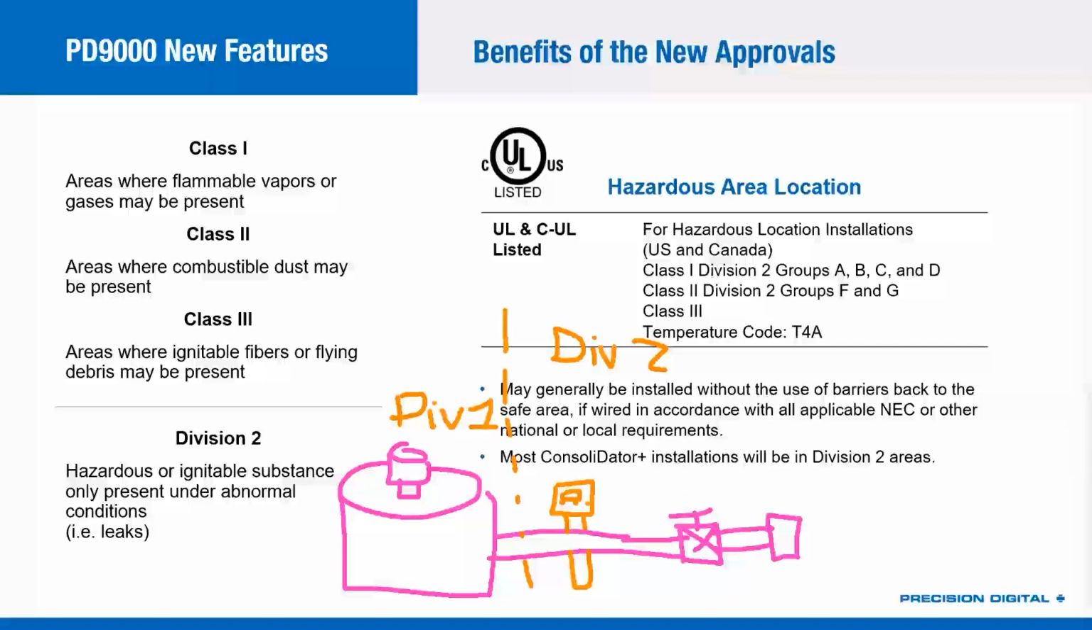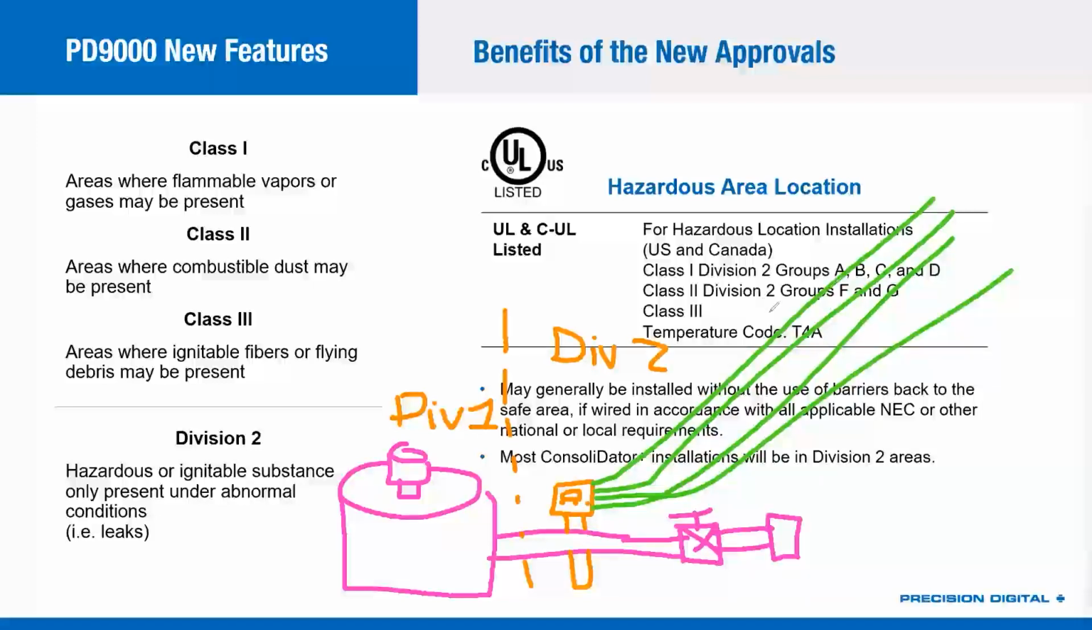And when I then say I want to run signals from that ConsoliDator Plus back to my control room for power or 4 to 20 milliamp retransmitting outputs or Modbus signals or relays back to the control room, I don't need to use barriers on these signals when they run off to my safe area, which is where I've got my PLCs or my big computer monitors back in the control room.